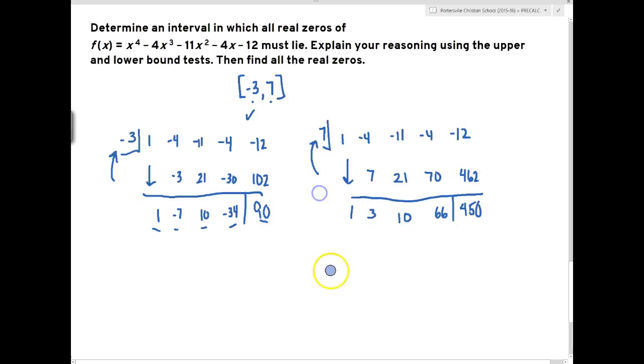For 7, to make sure that that's an upper bound, what I want to see is exactly what I'm seeing here, that all the numbers are non-negative. So because of that, that means my 7 is an upper bound.